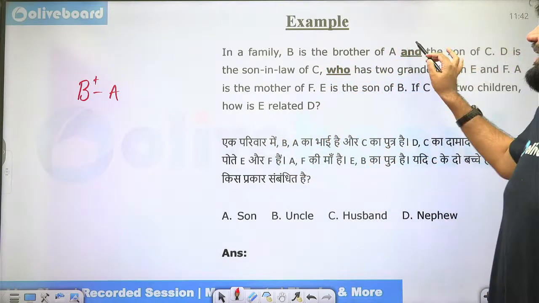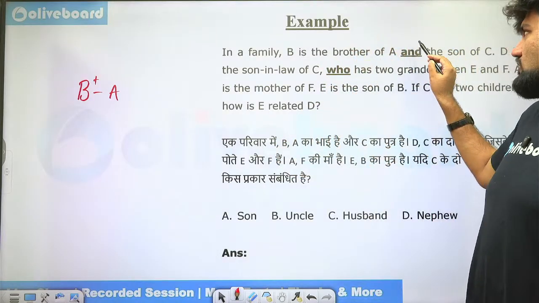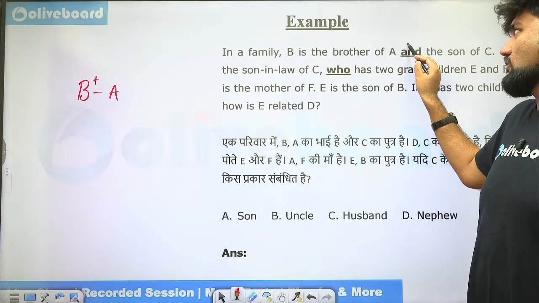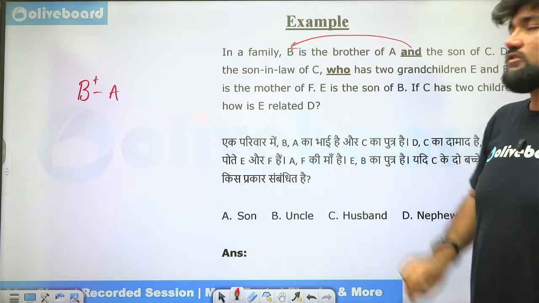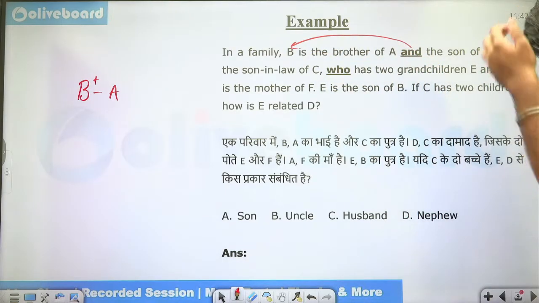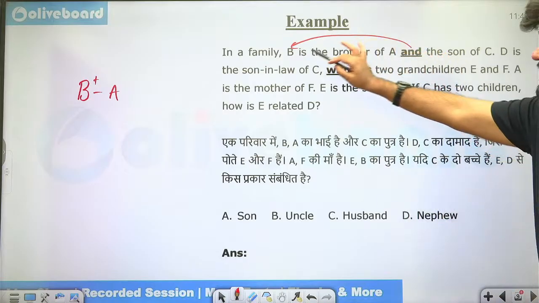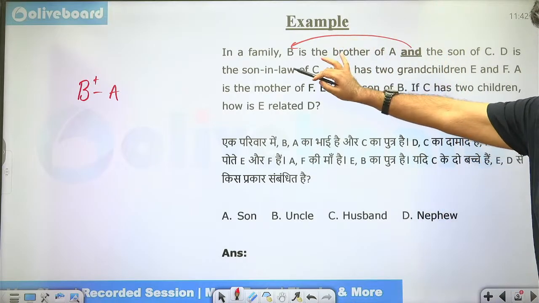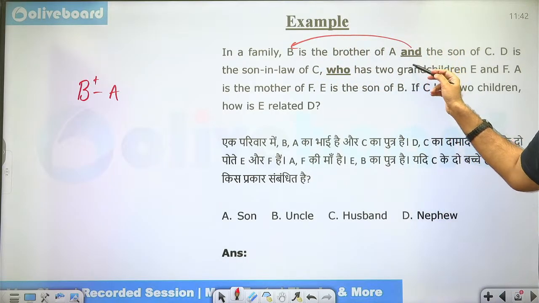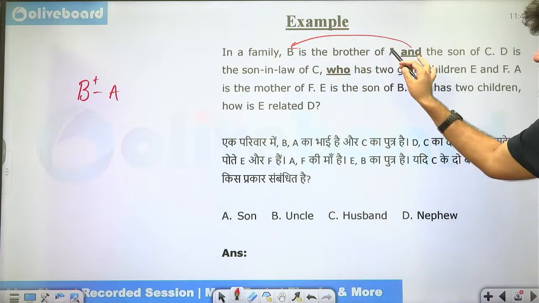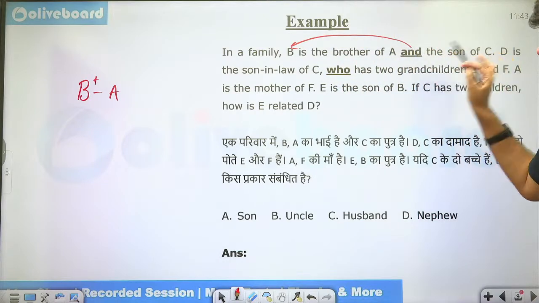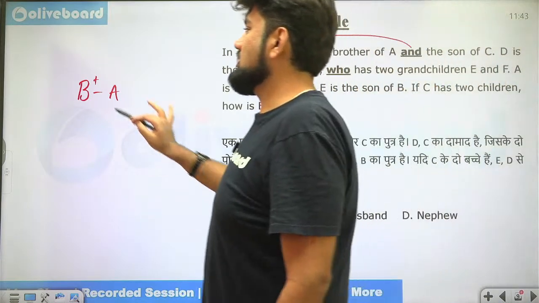If you encounter an "and" in the question, always remember "and" is talking about the person from whom the statement has started. The statement started with A, B. The statement started with B. So this "and" is actually adding to the relationship of B. So B is the brother of A and B is the son of C.